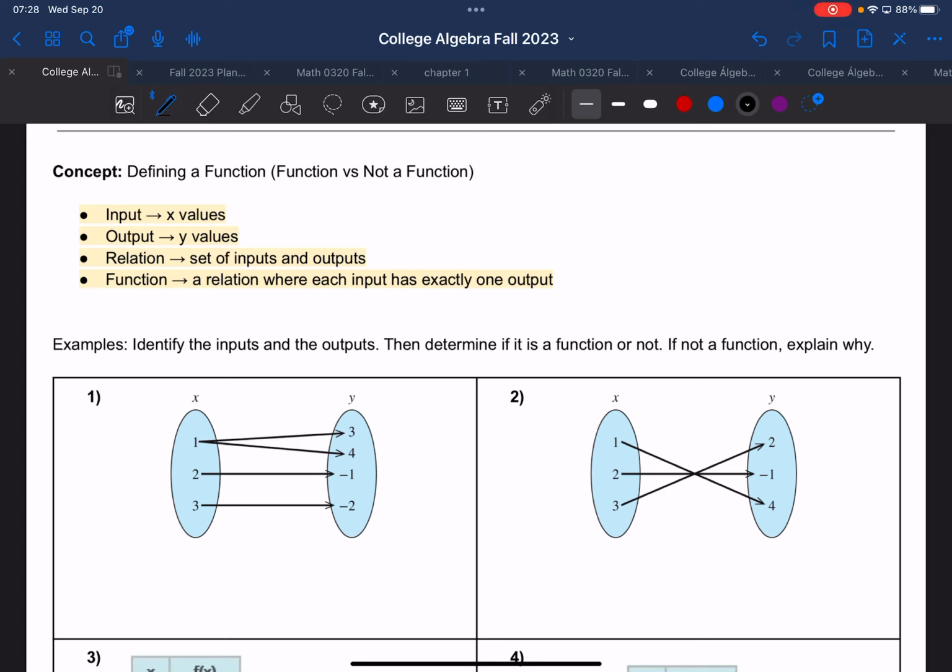The definitions here, we have input. So anytime you see the word input, that means x values. If you see output, that means y values. A relation is a set of inputs and outputs. So if you think of a point, x comma y, that is a relation. I'll write that here.